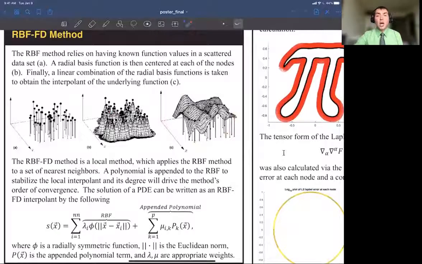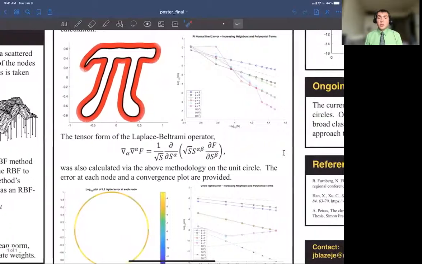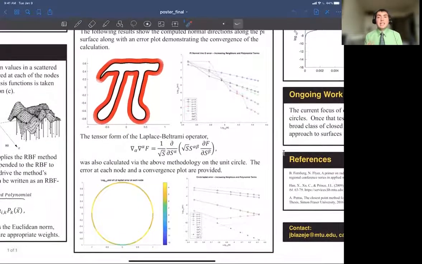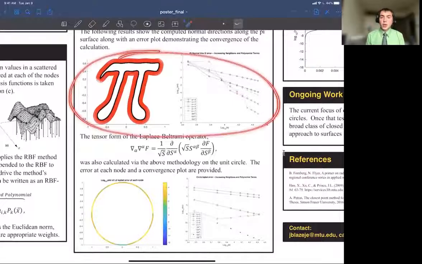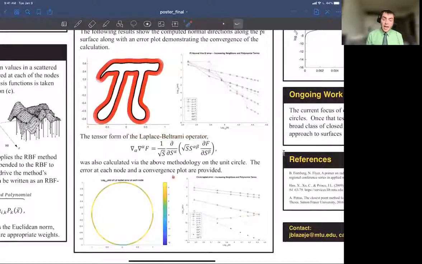We combine the RBFFD method with the tensor formulations of surface operators to perform calculations relying solely on information provided by the nodes on the curve itself. These error plots demonstrate this approach converges. That is, it can successfully calculate various operators, such as the normal direction of a closed curve and the Laplace-Beltrami operator. The method is easily adapted to compute other operators as well.